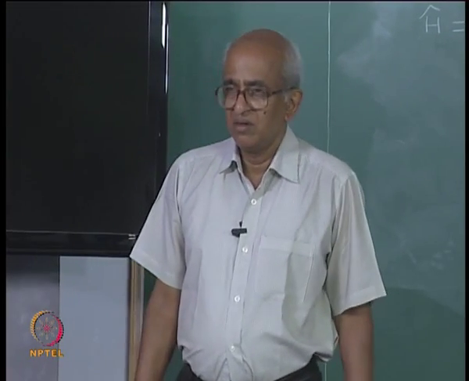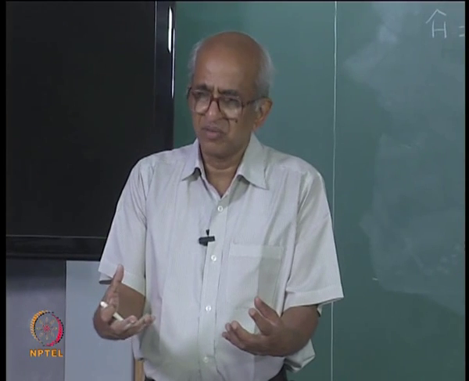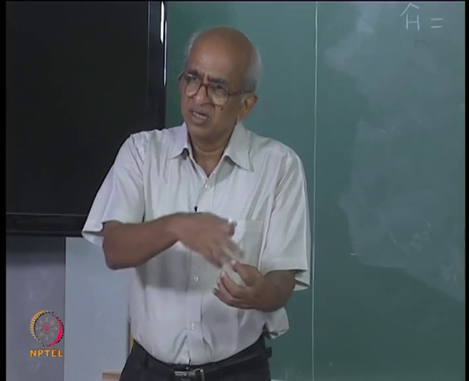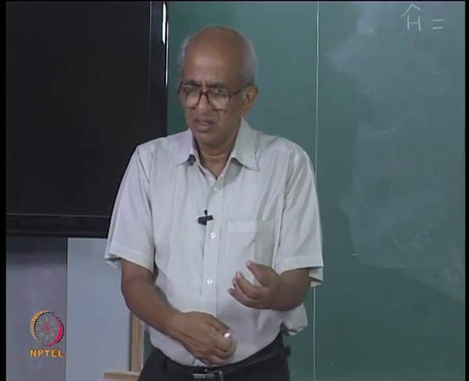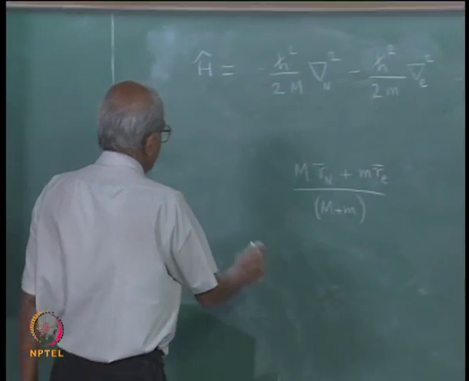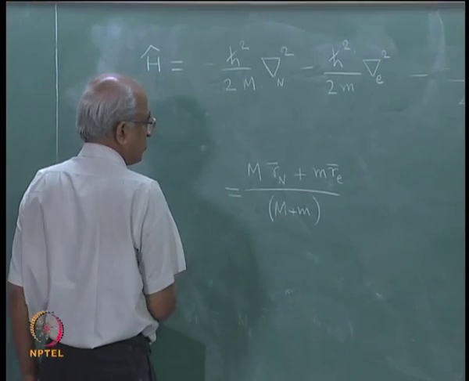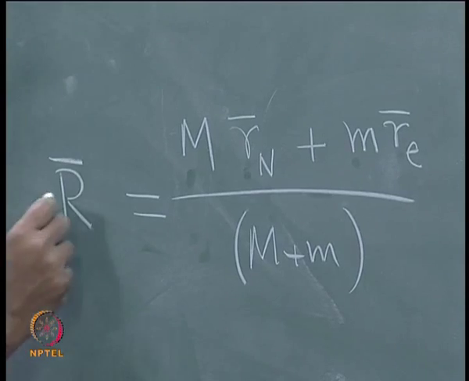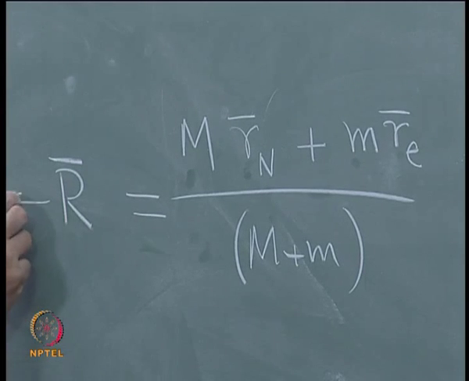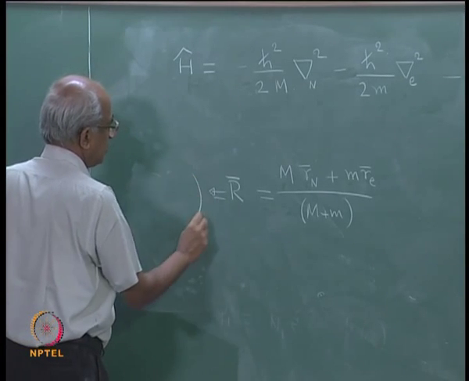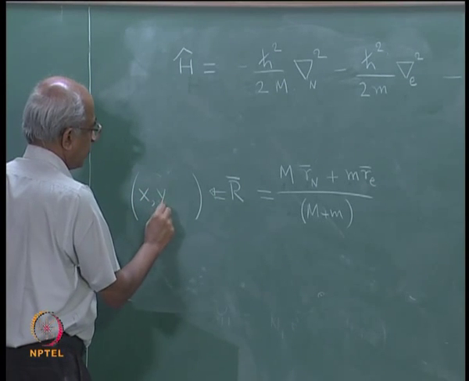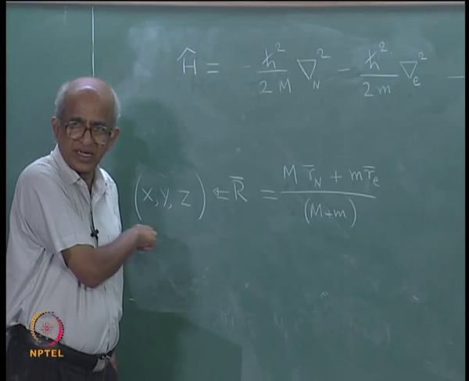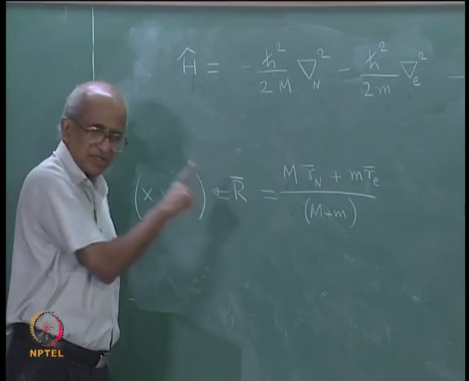right. You can think about it if you like. Suppose the nucleus was very heavy, then the center of mass will be very close to the nucleus because the electron is very light. Okay. So, this is one of our new variables, and I will denote it by the symbol capital R. Capital R will stand for capital X, capital Y, and capital Z. Do not confuse this with the coordinate axes, right. Capital R is a vector.